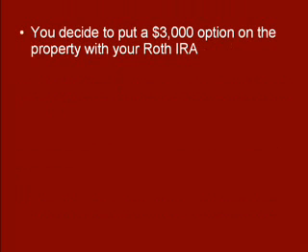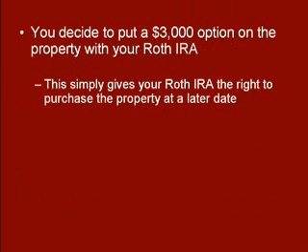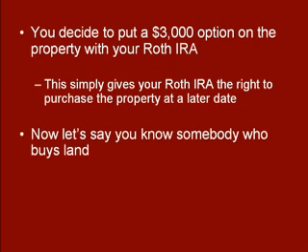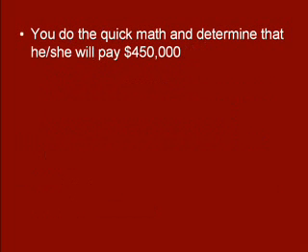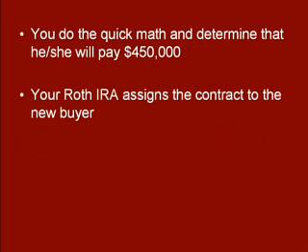Now obviously you don't have enough to buy the piece of land, but you do have enough to put a $3,000 option on the property with your Roth IRA. This simply gives your Roth IRA the right to purchase the property at a later date. Now let's say you know somebody who buys land. You talk to them and find out that they will pay $18,000 per acre. You do the quick math and determine that he or she will pay $450,000 for that piece of land.